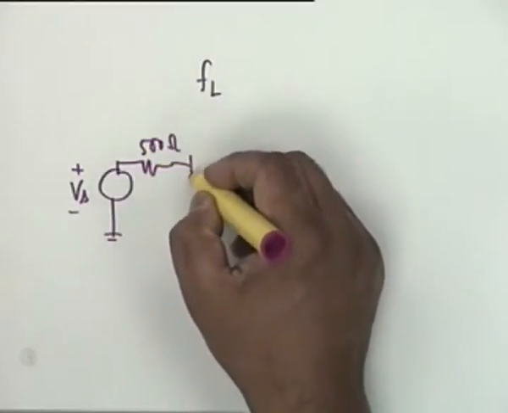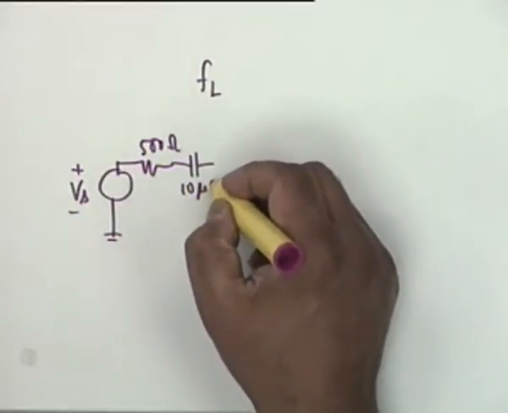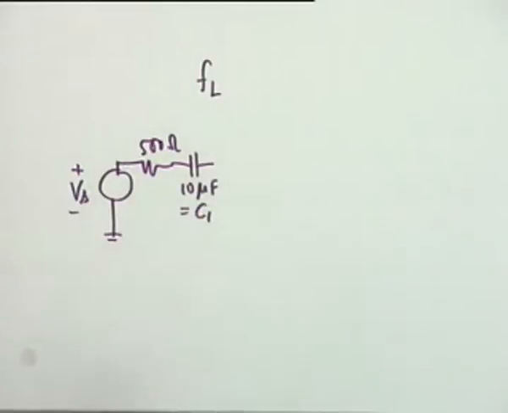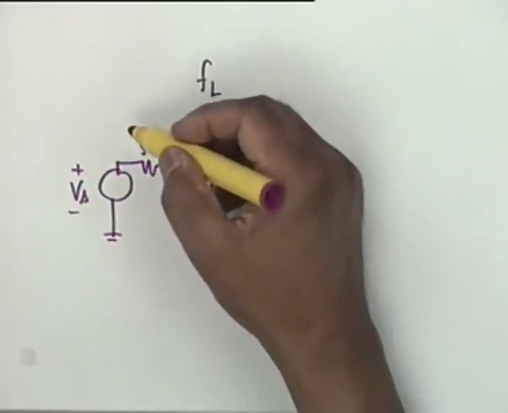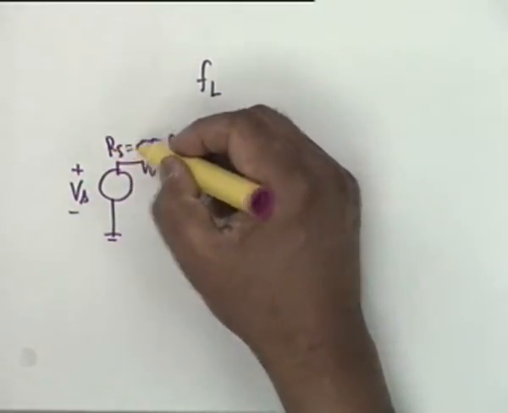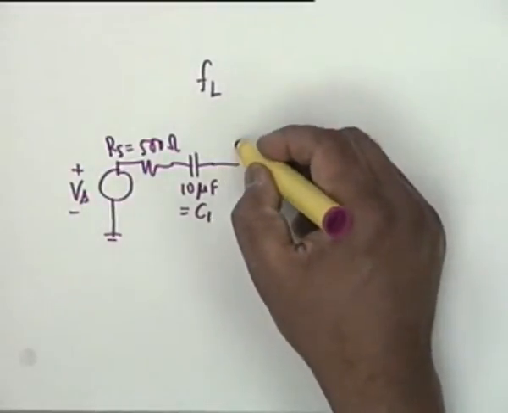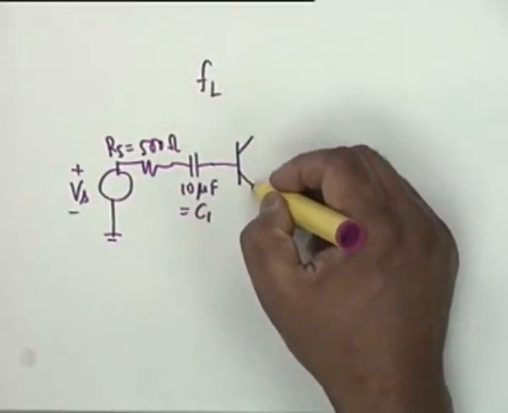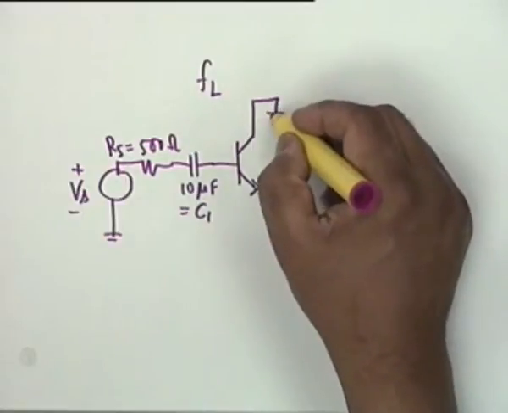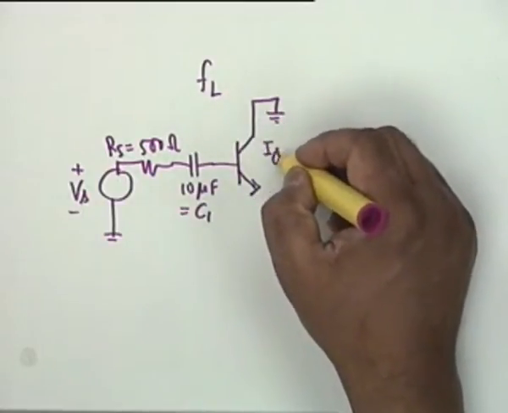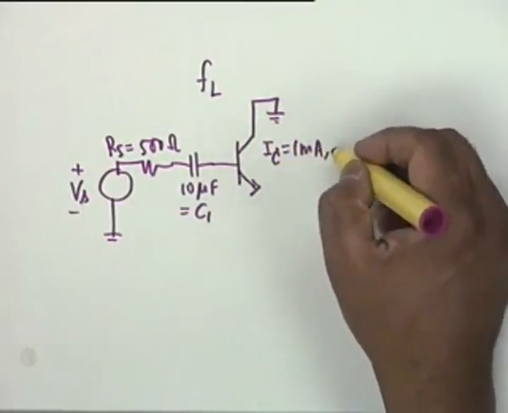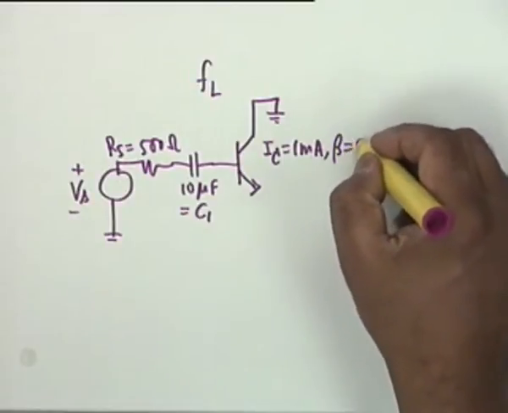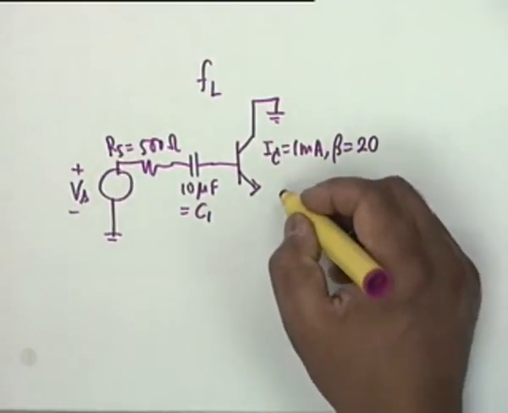500 ohm, 10 microfarad. Let's call this C1. Identify this as C1. This we identify as RS. We give a name. The current I sub C is given as 1 milliampere and beta is given as 20 intentionally.